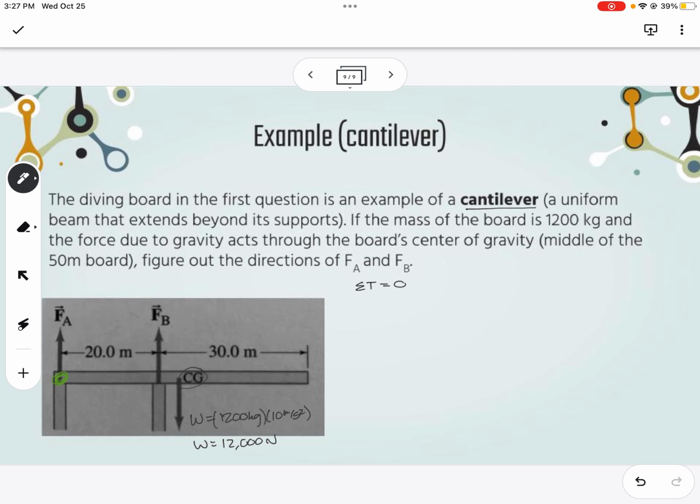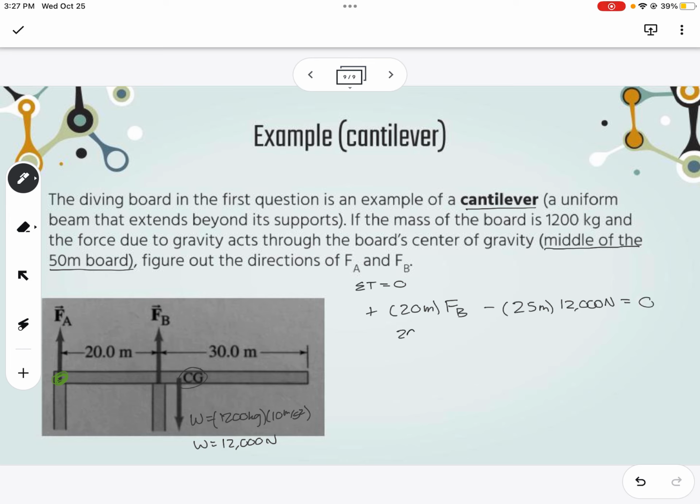Okay, so the torque produced by force B, would that be positive or negative? This force is kind of pulling up and around. That's counterclockwise, so that's going to be positive. So I'm going to have plus my R value, 20, times FB. Don't know what that is, but we'll figure it out. And then the torque produced by the weight of the board would be going clockwise, so that one's going to be negative. Now this one, careful here. What is your R value? It's not 20, it's not 30. They're telling us that the center of gravity is the middle of the 50-meter board, so our R value would be 25 over there. And then we know that our force here is 12,000. And those should just be equal to 0.